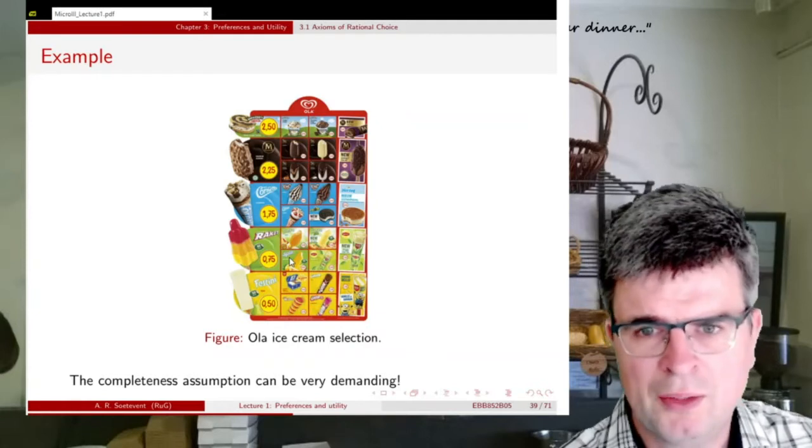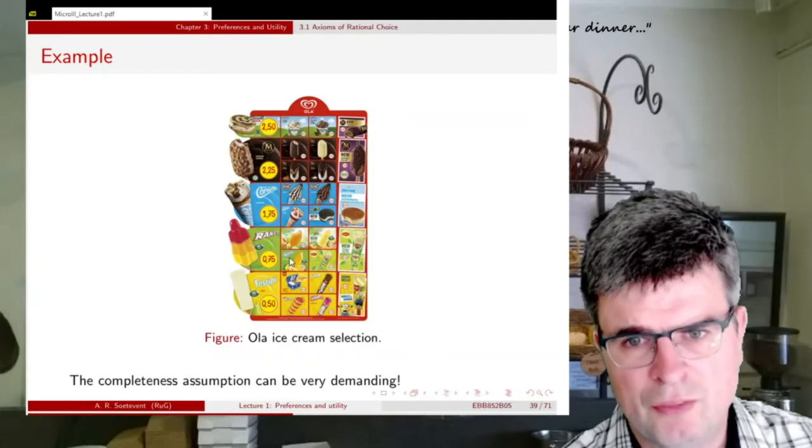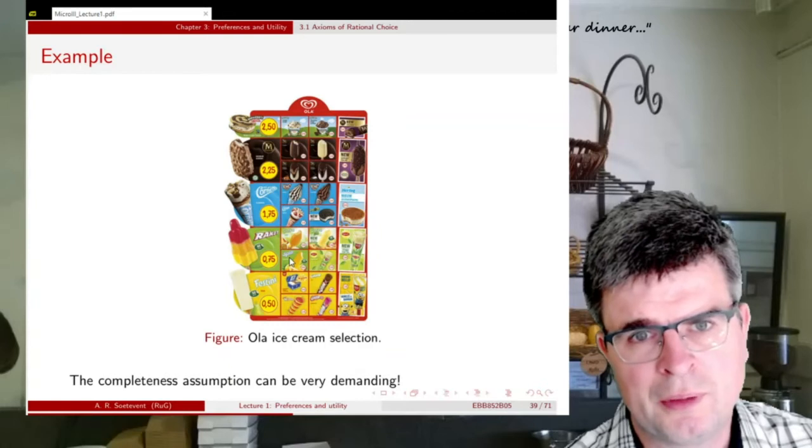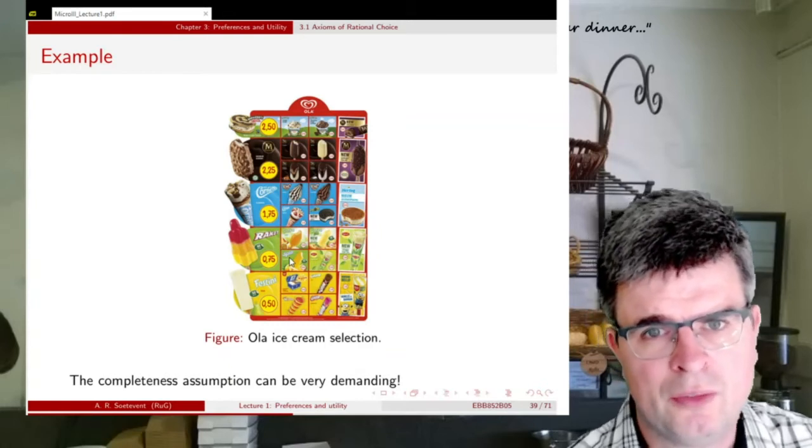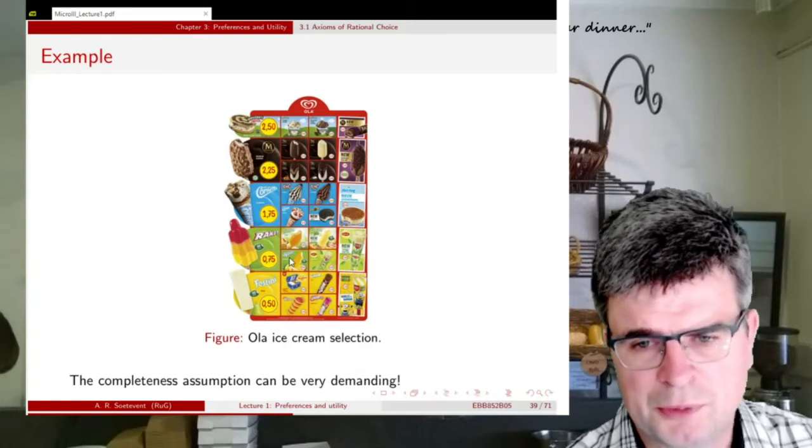So it can be demanding in practice, but nevertheless, we make this assumption because otherwise we run into other types of problems.